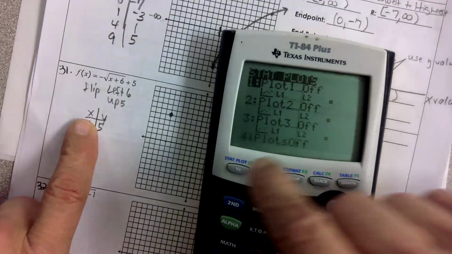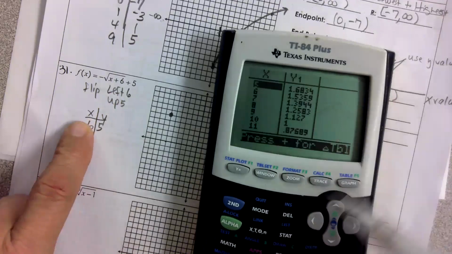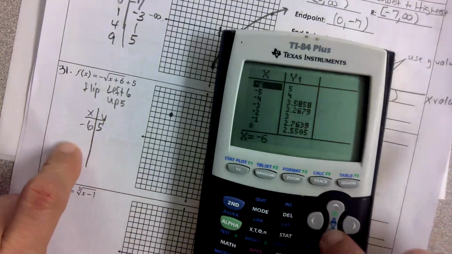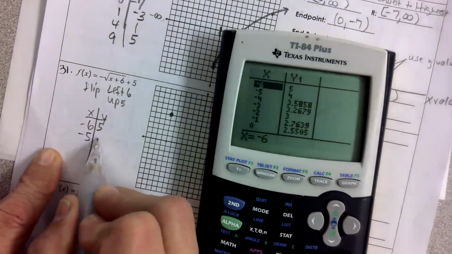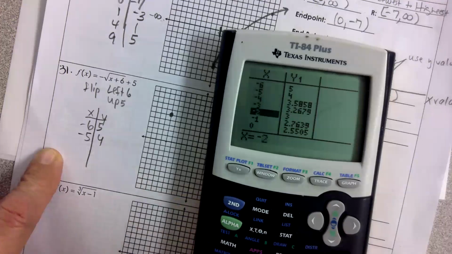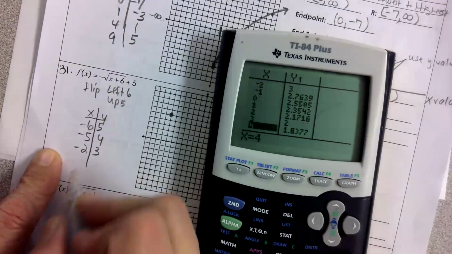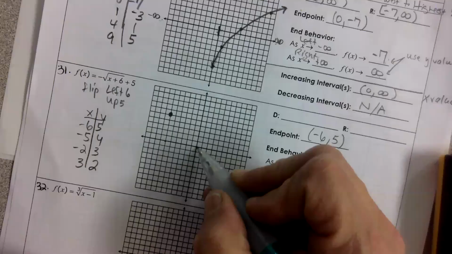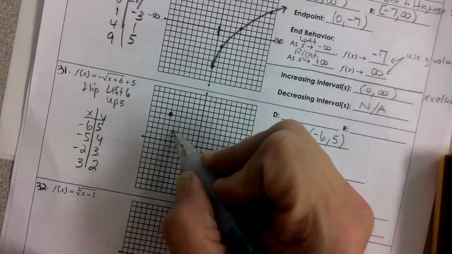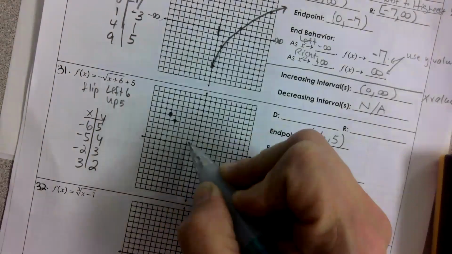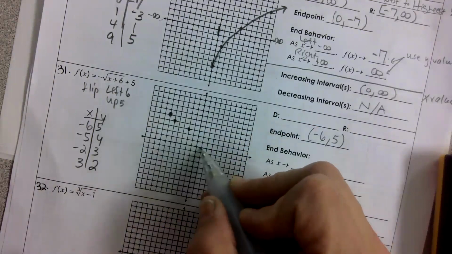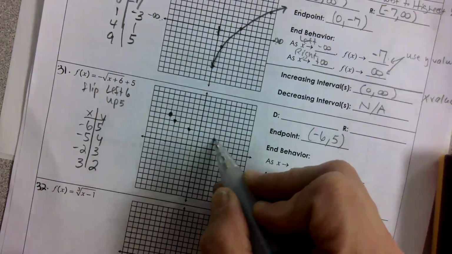Okay, so then I go to my table, and I'm going to start at left 6, up 5. And then I got -5, 4. And -2, 3. And 3, 2.